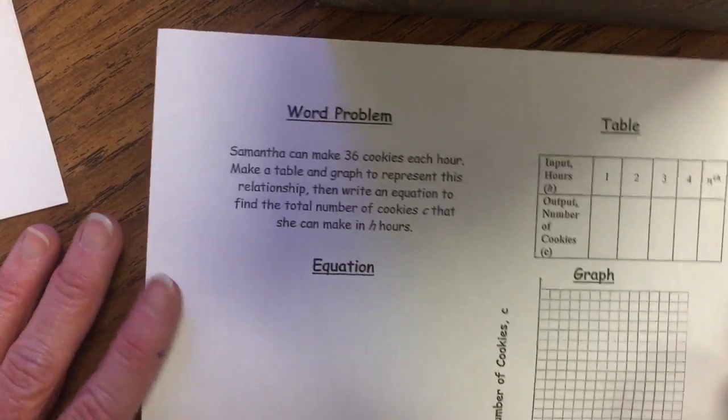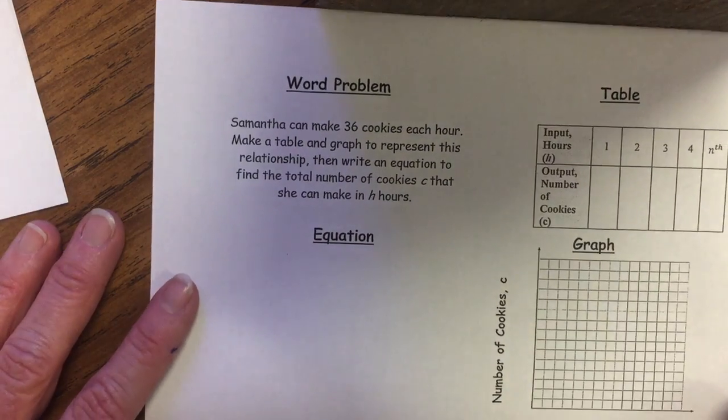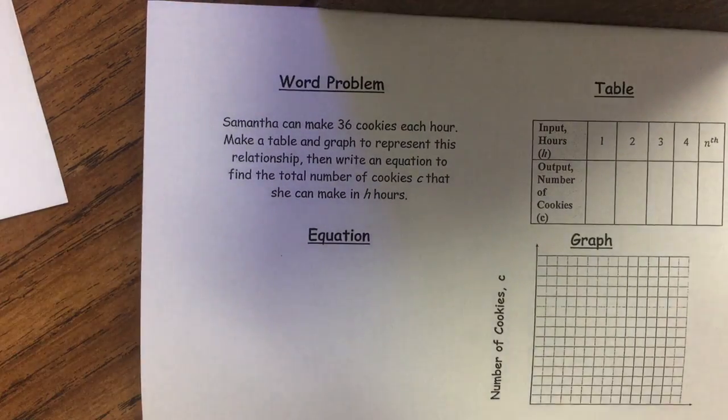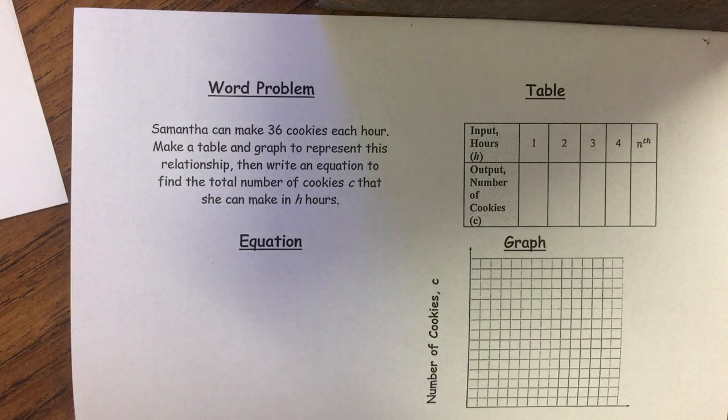All right, so if I open up this first one of two, I'm going to see that there are four parts to this. There's a word problem, a table, an equation, and a graph. And really, these four things are all representing a relationship between a set of numbers. They're just different ways to represent it. That's why we're calling it multiple representations.